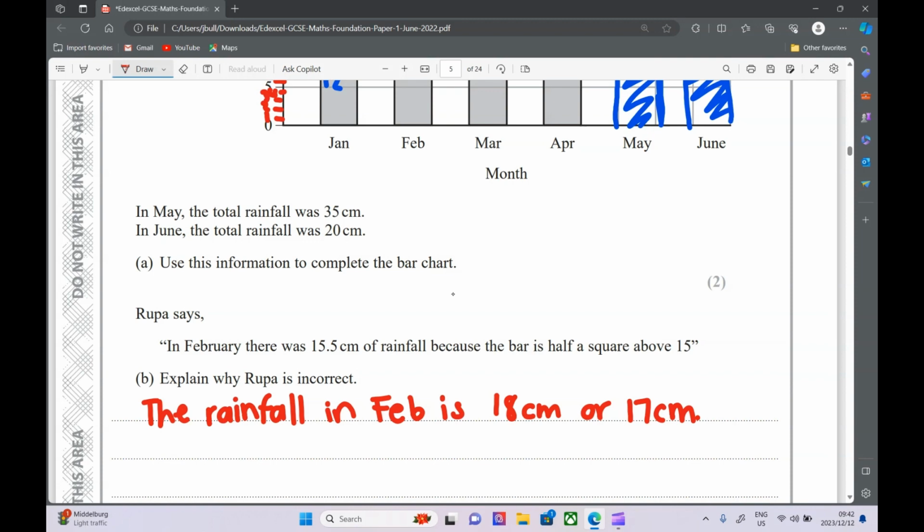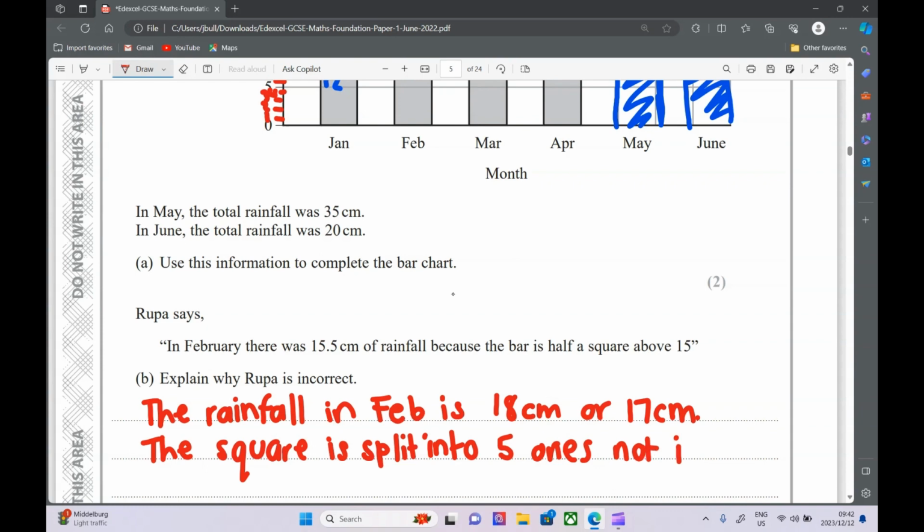Another reason would be the square is divided or is split into ones. Okay, it's split into 5 ones, not into halves. Okay, so any of those reasons would be okay. But I would say probably the easiest is just to look at it and say, well, 18 is actually the rainfall, so it can't be 15.5.